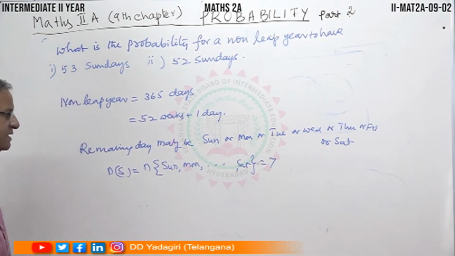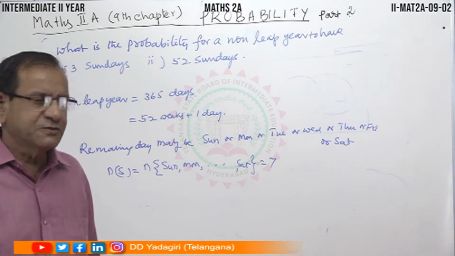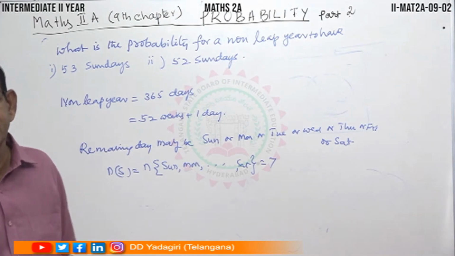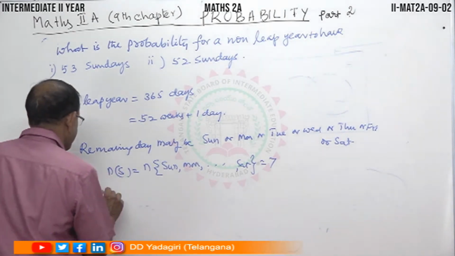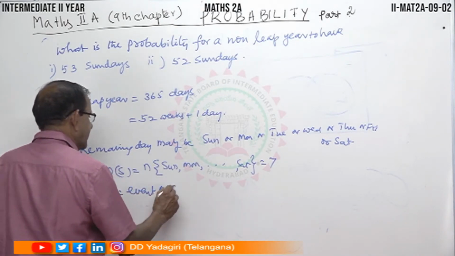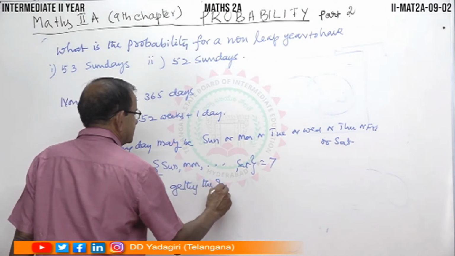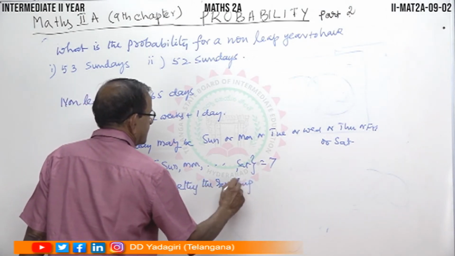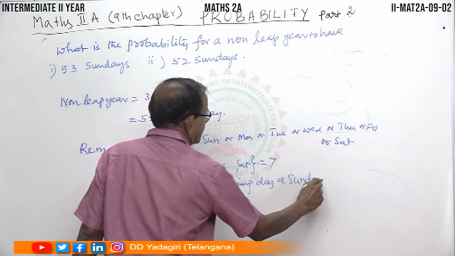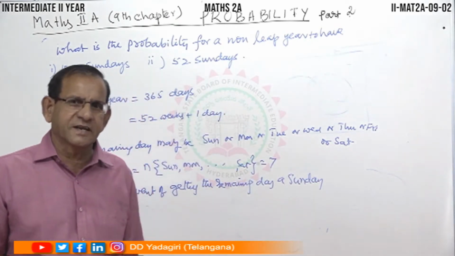Now let us consider the event E in which that remaining day is Sunday. Then only you will get 53 Sundays. Now E is equal to the event of getting the remaining day as Sunday. If that remaining day is Sunday, then only you will get 53 Sundays in that year.